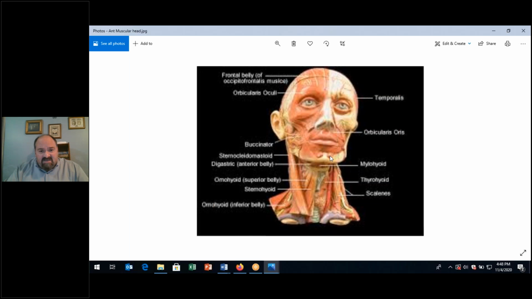Here we have the mentalis muscle right here, cut here. When that muscle contracts, you can see the dimple here in the chin. So the cleft chin would be that contracture of the mentalis muscle. Let's see what else we're looking at here.